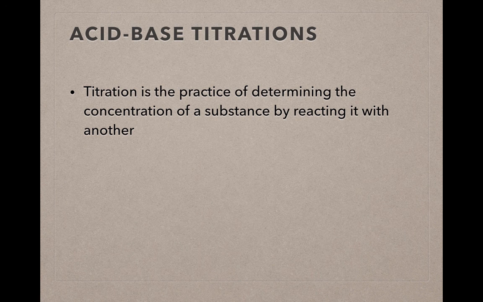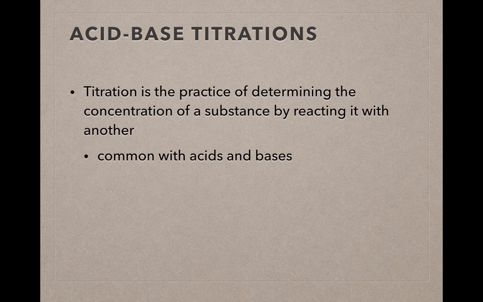Titration is a practice of determining a concentration of one substance by reacting it in a very controlled way with another. We can control the addition of one of our reactants so that we can measure its volume. This is a very common method used with acids and bases. However, there are lots of different titrations that you can do. You can use oxidation reduction titrations. You can do metal complexation titrations. So there are a lot of different things you might encounter as you take future chemistry classes.